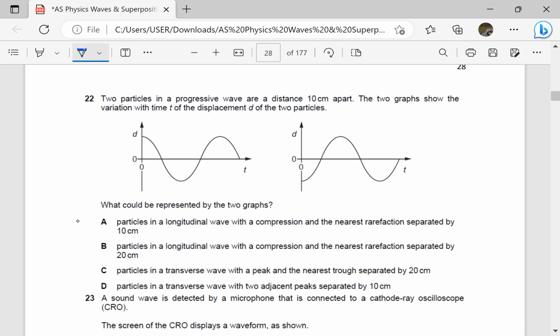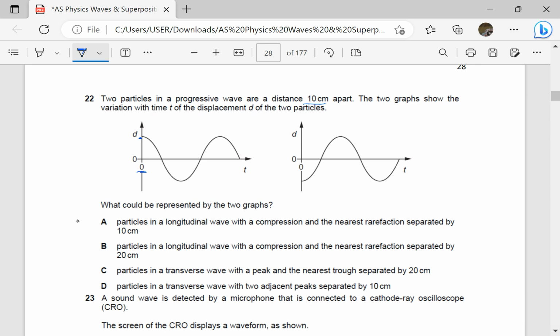Two particles in a progressive wave are a distance 10 centimeters apart. The two graphs show the variation with the time t of the displacement d of the two particles. So this is for the first particle at t equals 0. One particle is at maximum displacement upwards, and the other particle is at maximum displacement downwards. Okay, what could be represented by the two graphs?